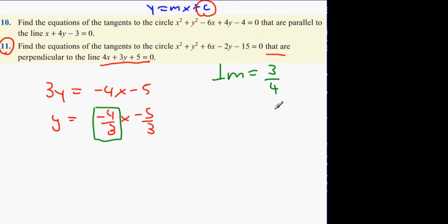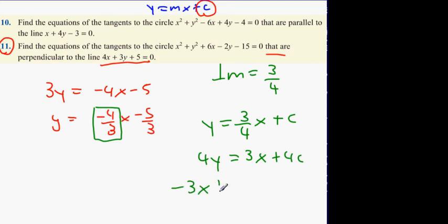Okay? I'm now going to come up with the equation of a line that has a slope of 3 over 4. Alright, so I'm going to use y equals mx plus c again. y equals 3 over 4x plus some random value I don't know. Would everybody be alright with that? Multiply both sides by 4. 3x plus 4c. Bring it over to the other side. Minus 3x plus 4y minus 4c equals 0.